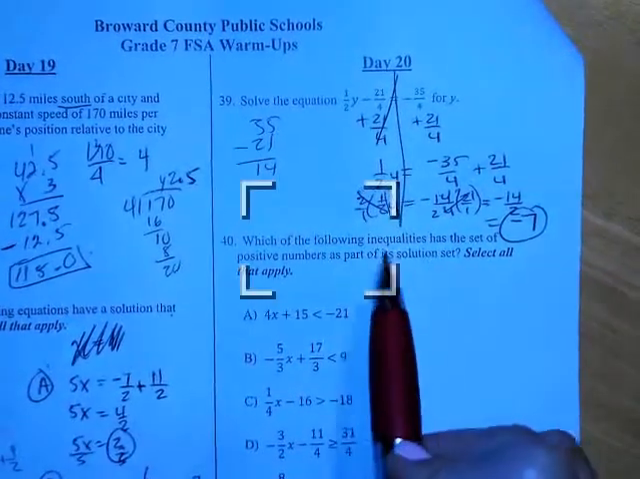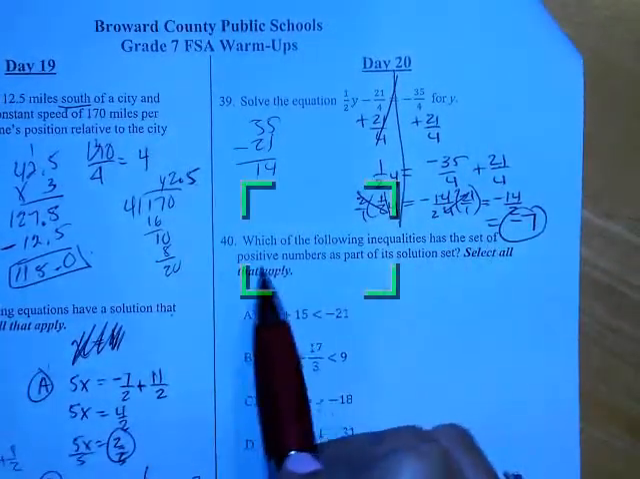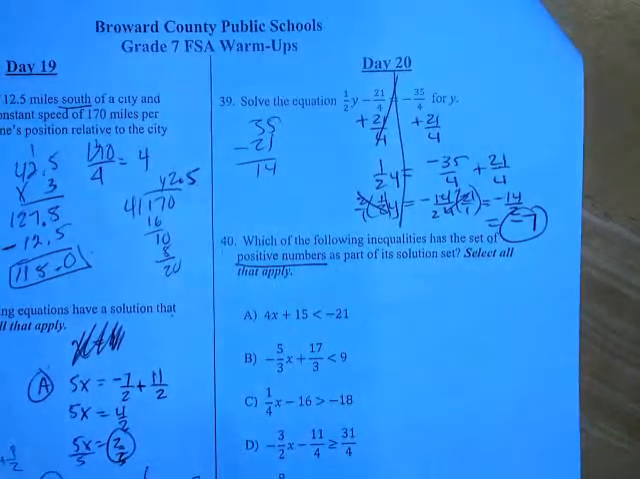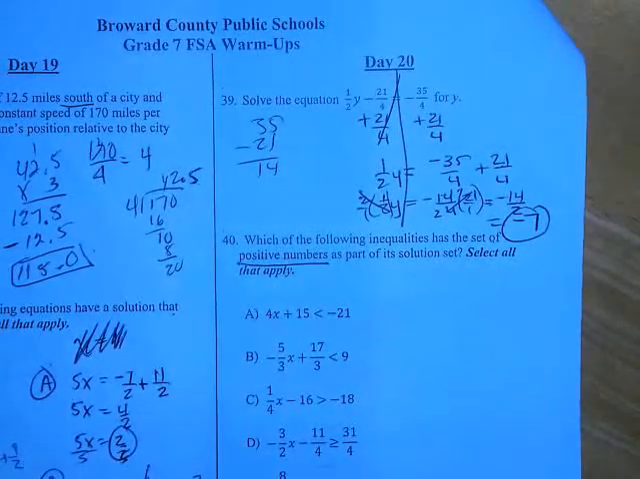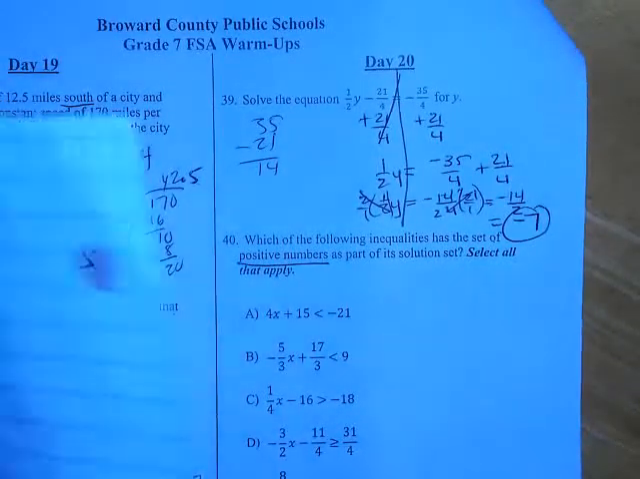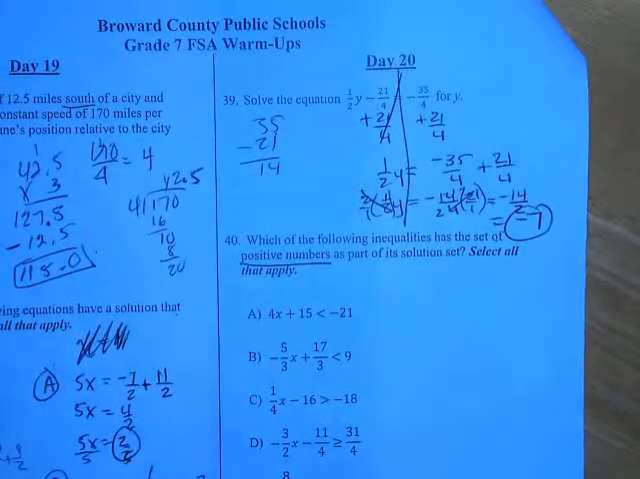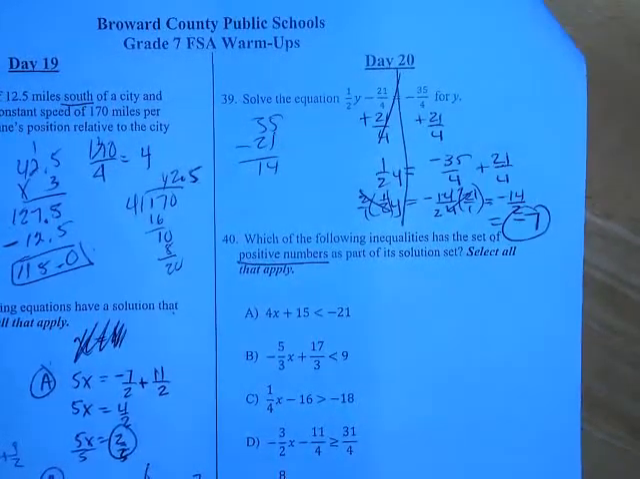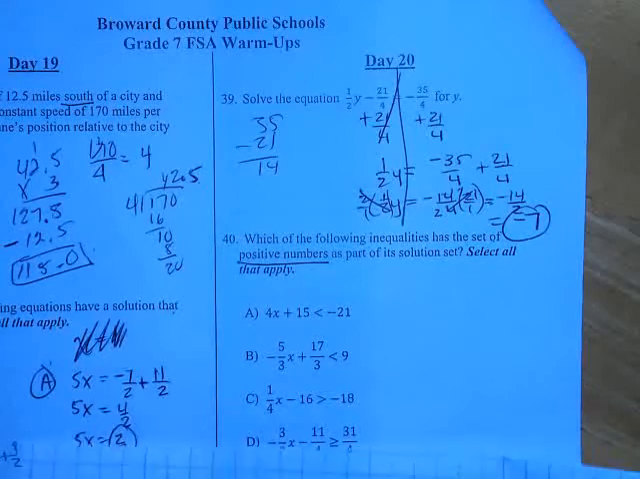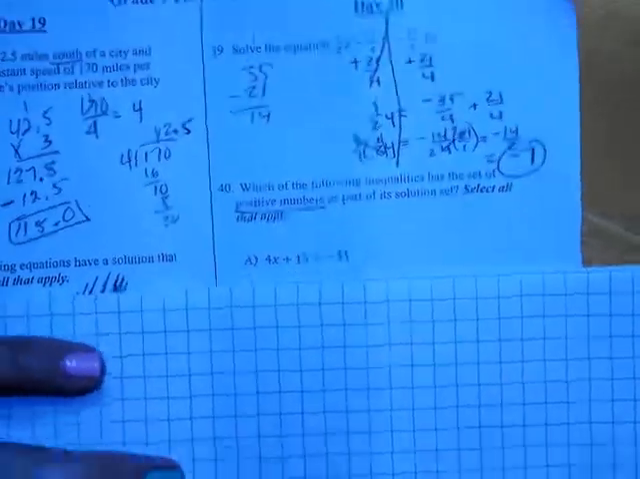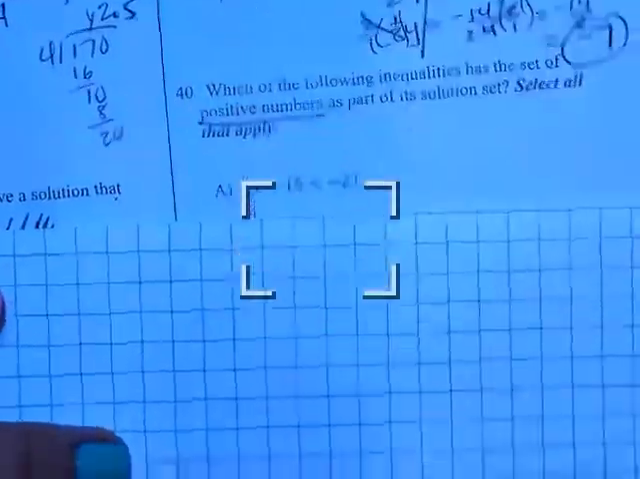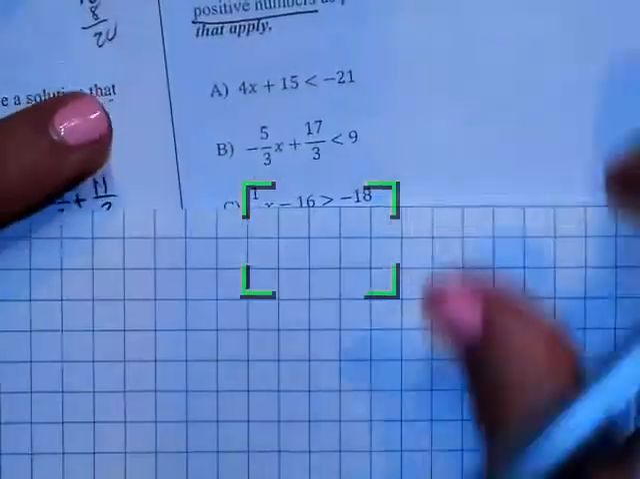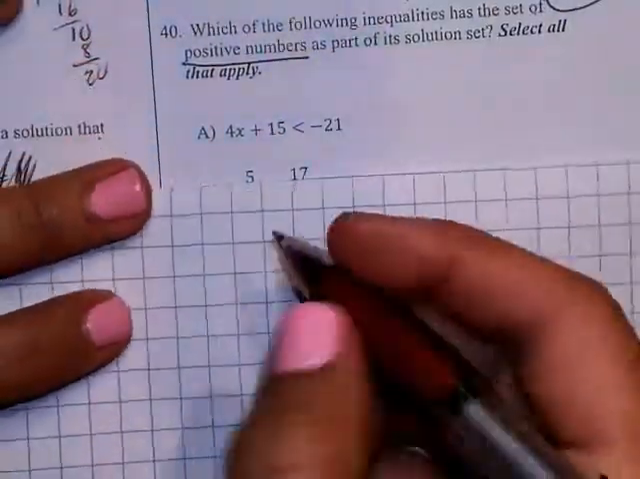Oh boy, okay. Which of the following inequalities has a set of positive numbers as part of its solution set? Number 1, or letter A. Select all that apply. Yes, you do have to go through all of the option choices. All right, so letter A.